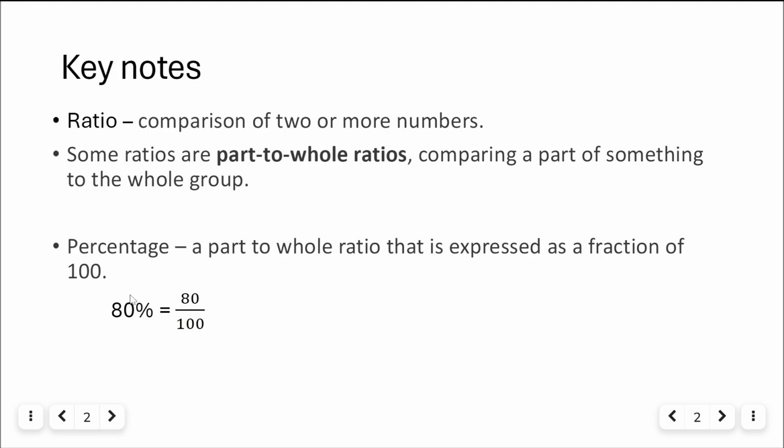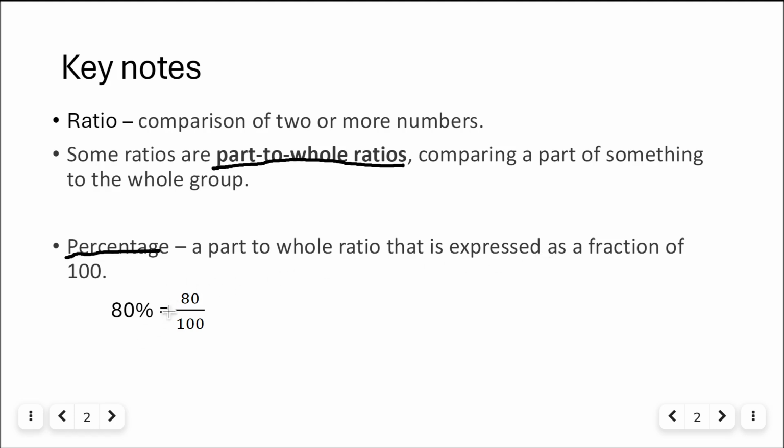you can do it. So the first thing we need to talk about is all of these percent problems work with ratios. A ratio is a comparison of two or more numbers, usually written as a fraction. Okay. Some ratios are what we consider part to whole ratios. This is important here. It's comparing a part of something to an entire group of something. Okay. A percentage is a part to whole ratio that's expressed as a fraction of 100.